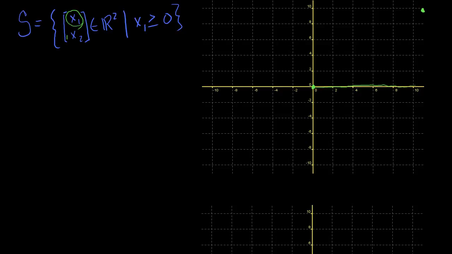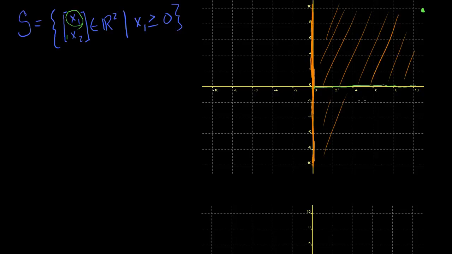So we're essentially looking at this subset of R2, where R2 is my entire Cartesian plane. This subset of R2 will include the vertical axis, often referred to as the y-axis, and essentially the first and fourth quadrants. If you remember your quadrant labeling, that's the first quadrant, and that's the fourth quadrant. So my question to you is, is S a subspace?